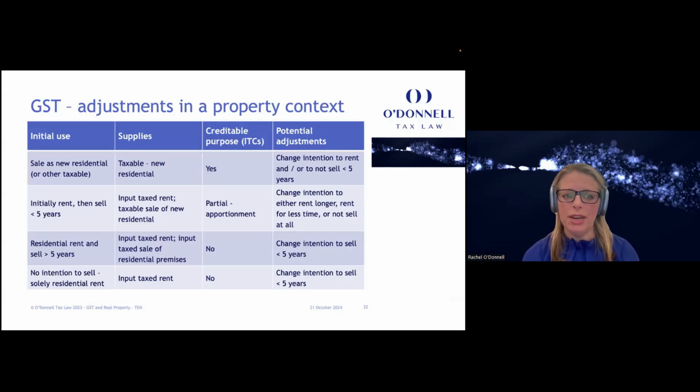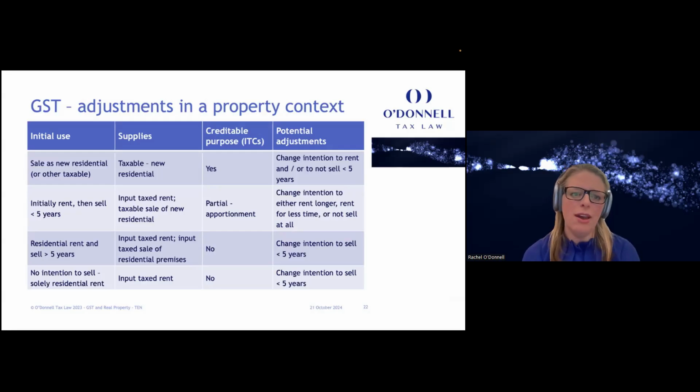Where you purchase property with the intention of renting it out as residential rent and selling it after more than 5 years of renting it out, then you've got supplies that you're intending to make of input taxed residential rent and then input taxed sale of residential premises. You do not have a creditable purpose. You don't claim input tax credits on the acquisition, but down the track, if you change the intention and you're deciding this rent isn't making it for me, or I actually need to sell it because I need some funds, and you do that within the 5 years so that it is a sale of new residential premises, then you have a potential adjustment on that to be able to claim the GST or a portion of the GST that you hadn't originally claimed.